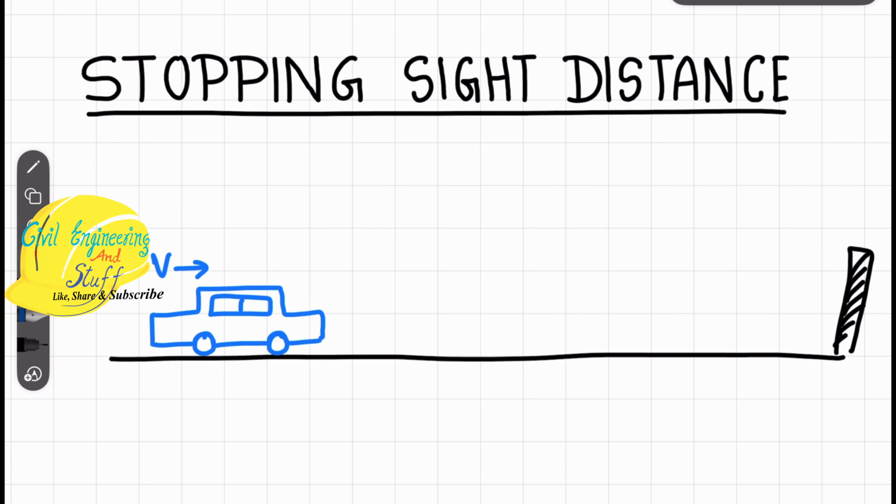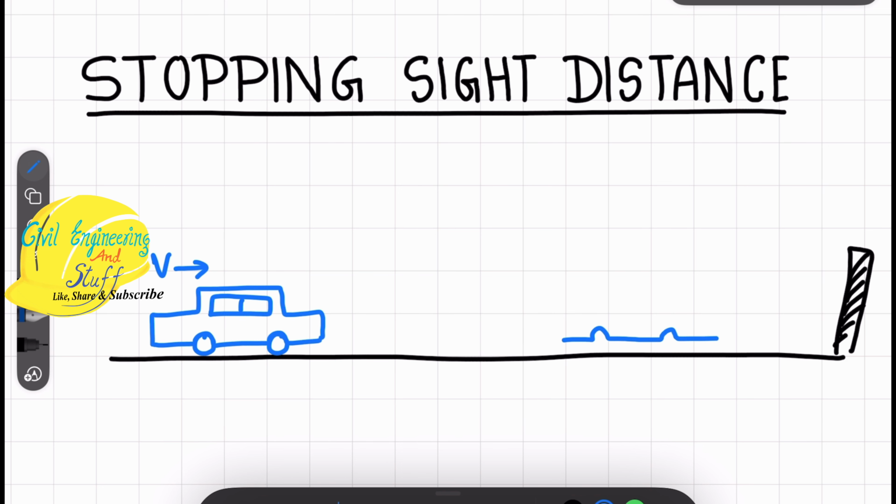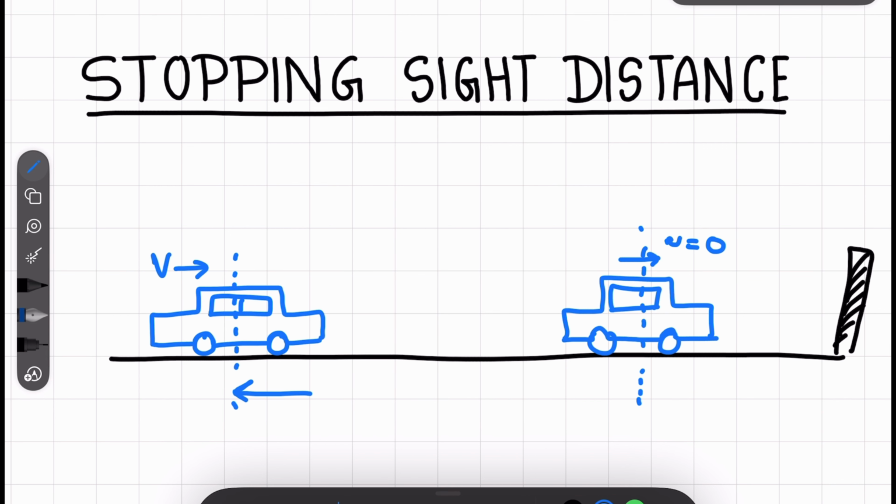So the distance covered by the vehicle, and the vehicle then comes to a total halt, V will be equal to 0. This distance that has been covered by the vehicle is what we call the stopping sight distance. This is the distance that is covered after the driver has reacted to the obstruction.